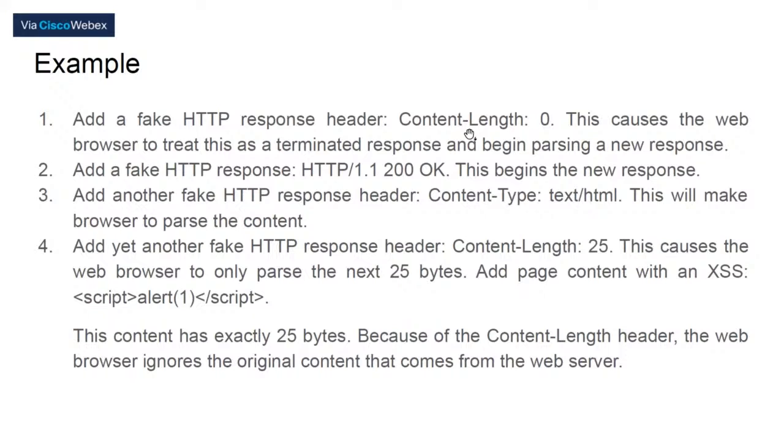So this will cause the web browser to treat this as a terminated response and begin parsing a new response. So when a fake HTTP response is added with HTTP 1.1 200 OK, then the browser, which is reading this response, will understand and parse the content, thinking that the response is received from the original server, and that the content length is 25.